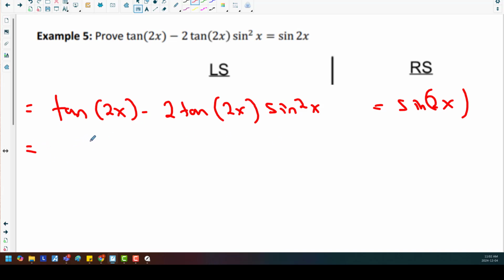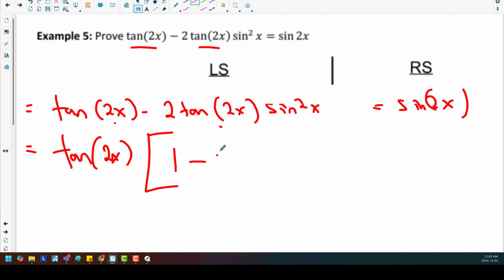So the first thing I'm going to do is, well, we have tan 2x and tan 2x. We have two terms with tan 2x. Let's factor them together. Let's do that. And if I factor it, that means I'm dividing by it. So it's going to be 1 minus 2 sine squared x, like that.